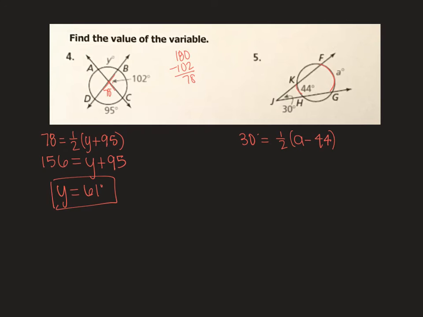of 44. So again, I don't want to deal with the 1/2, so I'm going to multiply both sides by 2 to get 60 equals A minus 44. And then to get A by itself, I'm going to add 44 to 60 to get 104 degrees for arc A.